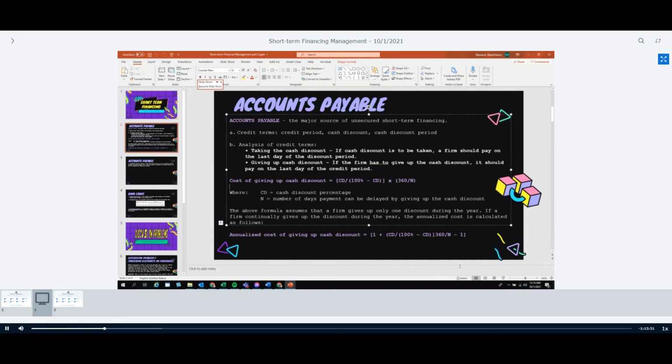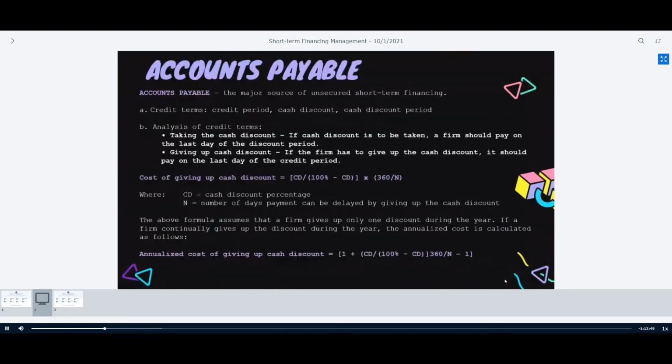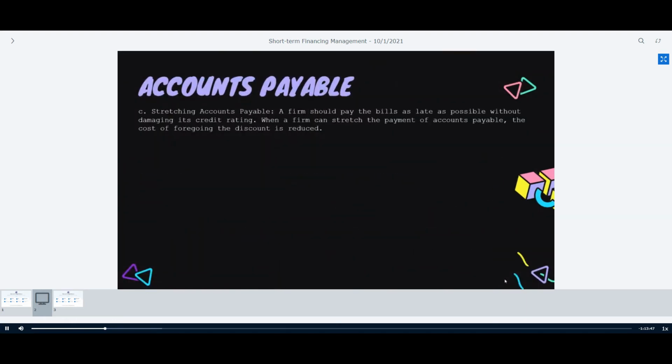All right, so let me continue. So stretching accounts payable, a firm should pay the bills as late as possible without damaging its credit rating. When a firm can stretch the payment of accounts payable, the cost of foregoing the discount is reduced. So how is that, class? Imagine our example earlier.